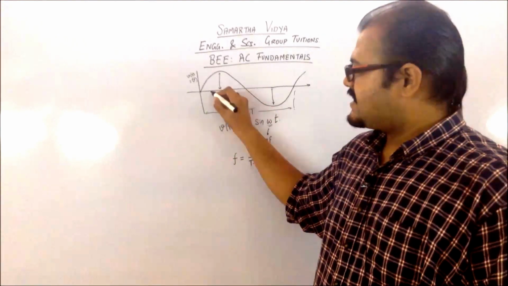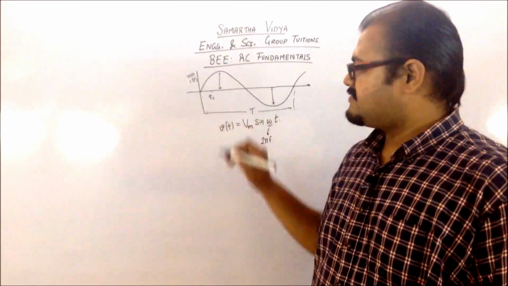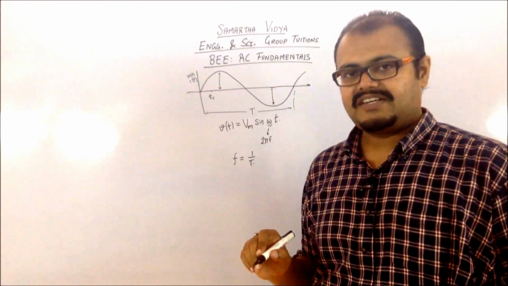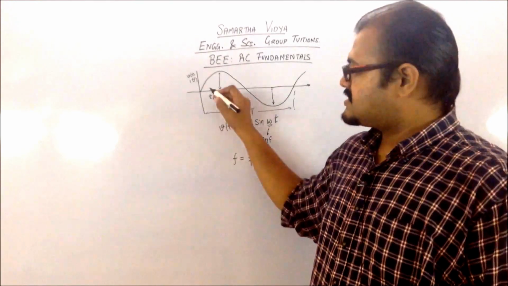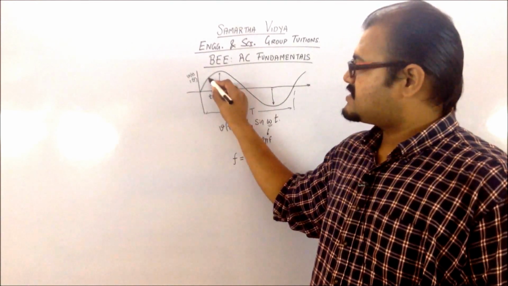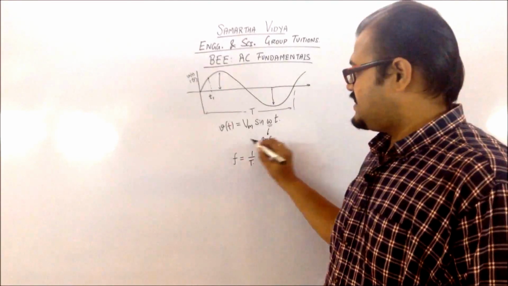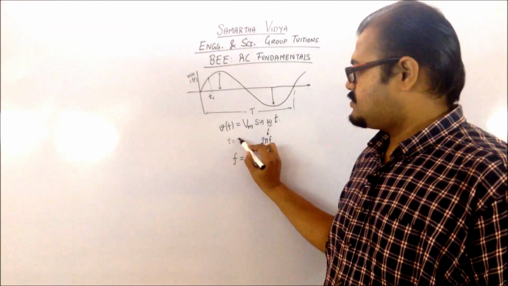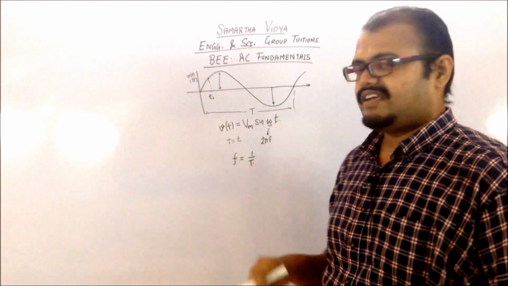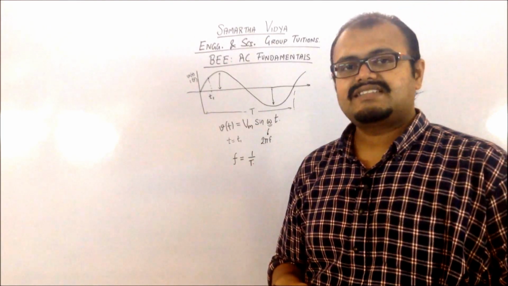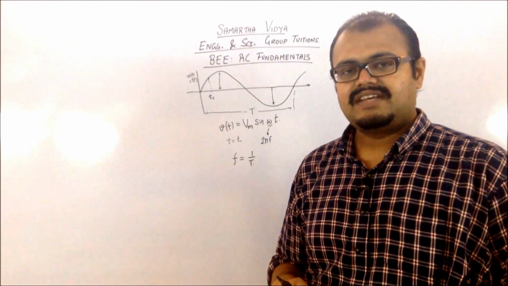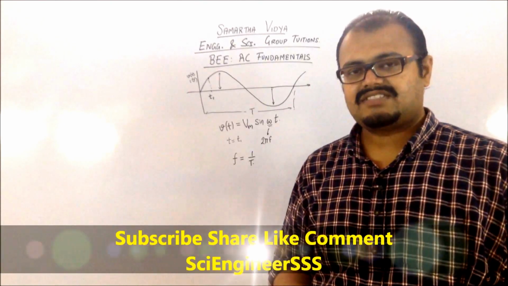So if I say that I want to find what is going to be the value of my alternating quantity at T1, so it's nothing but this value which I will be getting in the graph. Or it's basically I am substituting T equals T1 in this particular equation. So that is called as instantaneous value. So next one is called as the average value.